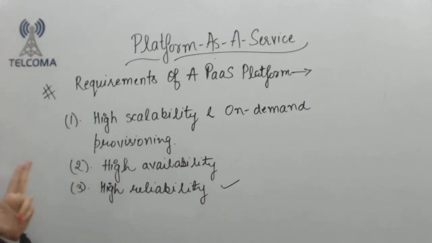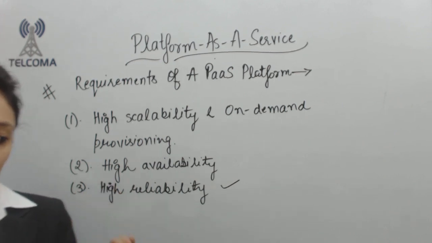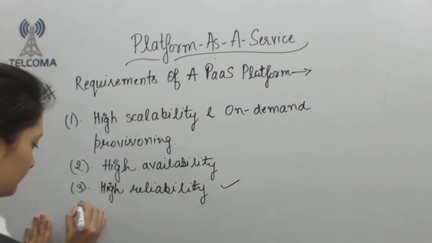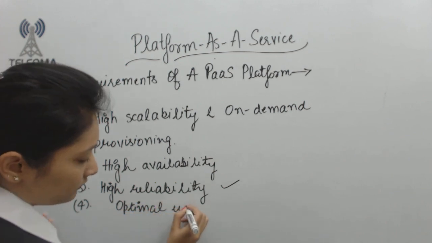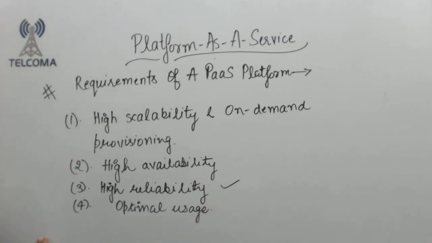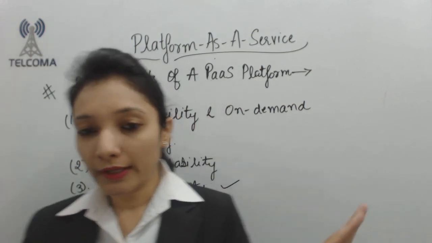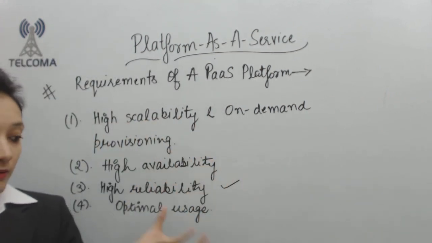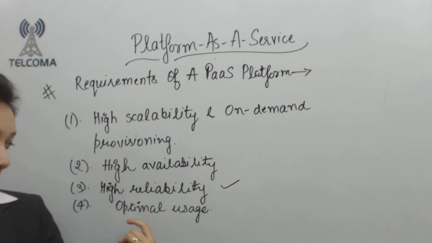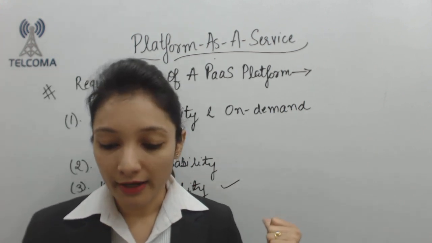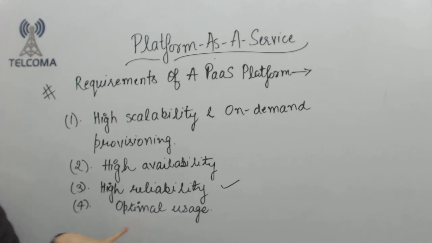So after scalability, availability and reliability, the next factor which we have here is the optimal usage of your resources. That means the usage of resources for a particular application. Here it implies the optimum utilization of the resources for executing a particular application. So this is also an important factor. It basically deals with the resources which are utilized for certain applications.